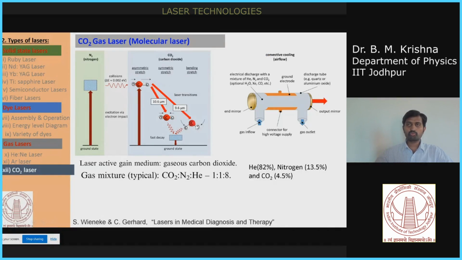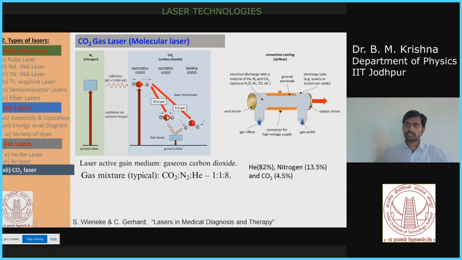Now once you populate the asymmetric stretch energy level, this energy will be relaxed, that means it will decay to this mode, or it can be relaxed to this mode. By this relaxation process, the transition gives you wavelengths around 10.6 micrometers and 9.6 micrometers. That transition happens because the asymmetric stretch mode has a long enough lifetime, so it acts as a metastable state.